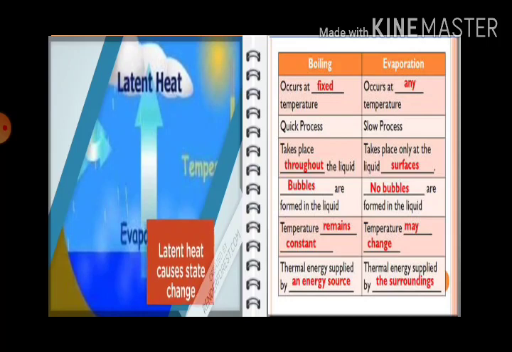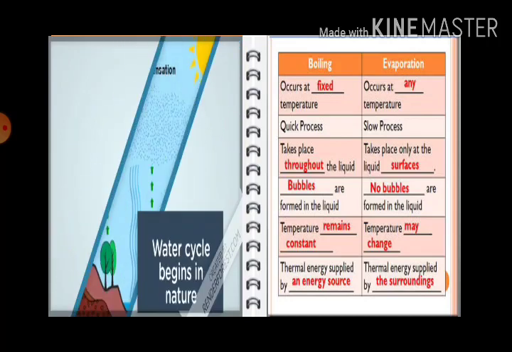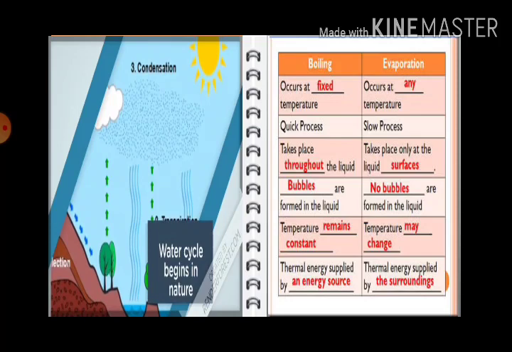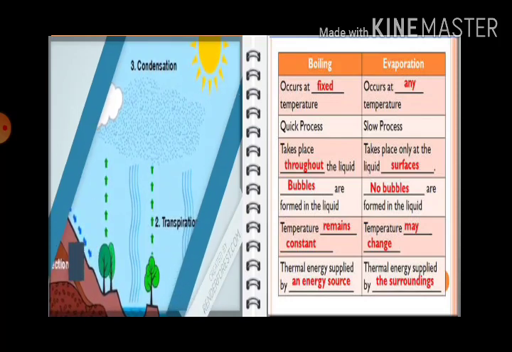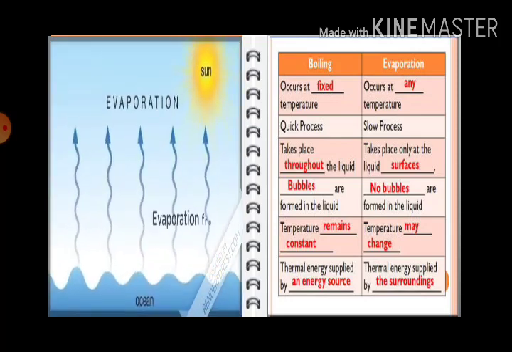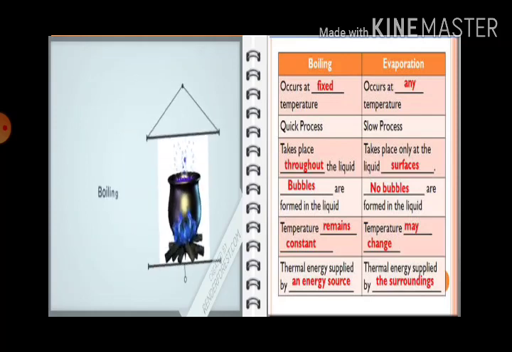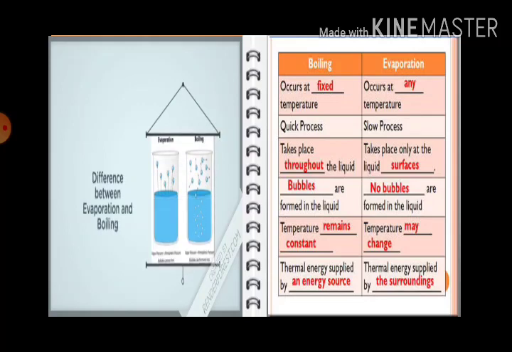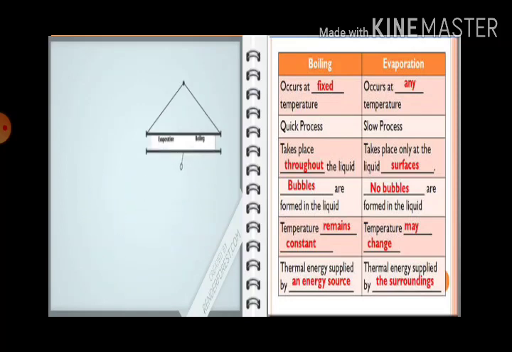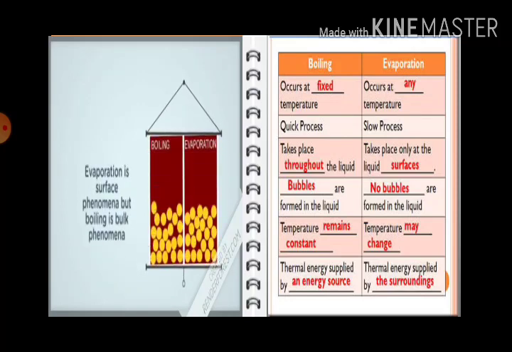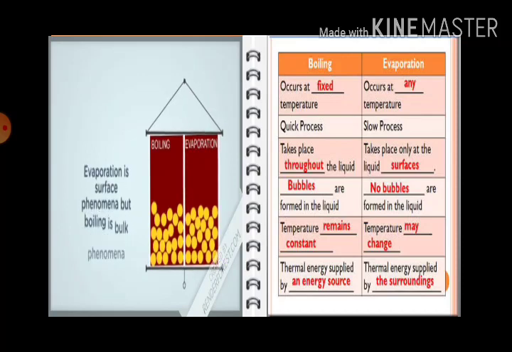While boiling, bubbles are formed inside the liquid, but in evaporation no bubbles are formed. Temperature remains constant during boiling, but temperature may change during evaporation. Thermal energy is supplied by an energy source during boiling, while thermal energy is supplied by the surroundings during evaporation. Now we know that evaporation always brings about a cooling effect, because whenever evaporation takes place, a certain amount of heat is taken away from the surface, that is called the latent heat, so that results in cooling. So this is the basic difference between boiling and evaporation.